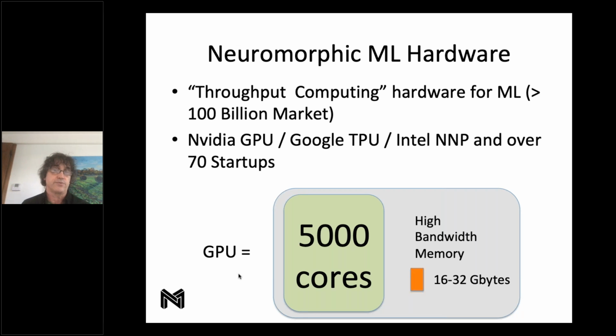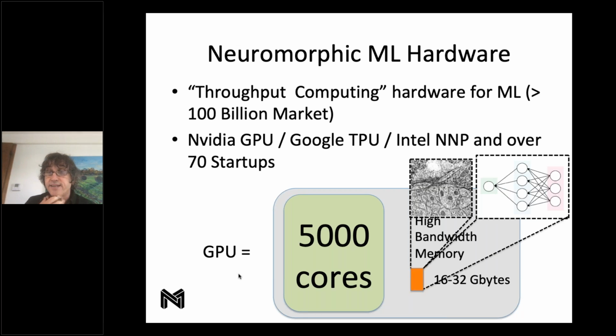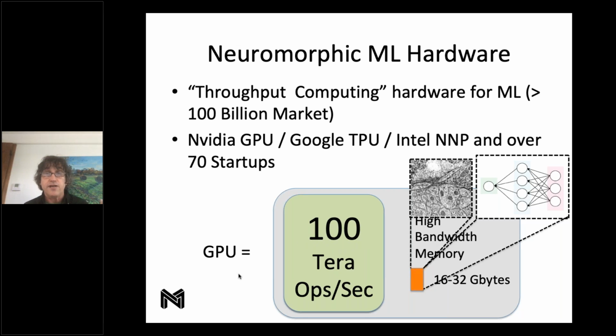Now, what do they look like, these hardware accelerators? Well, a typical GPU has thousands of cores. It has this high bandwidth memory. And what it does is bring the data and a description of your neural network into the memory of the GPU, and then apply something on the order of 100 teraops per second onto this network and this data to give you an execution of the neural network.